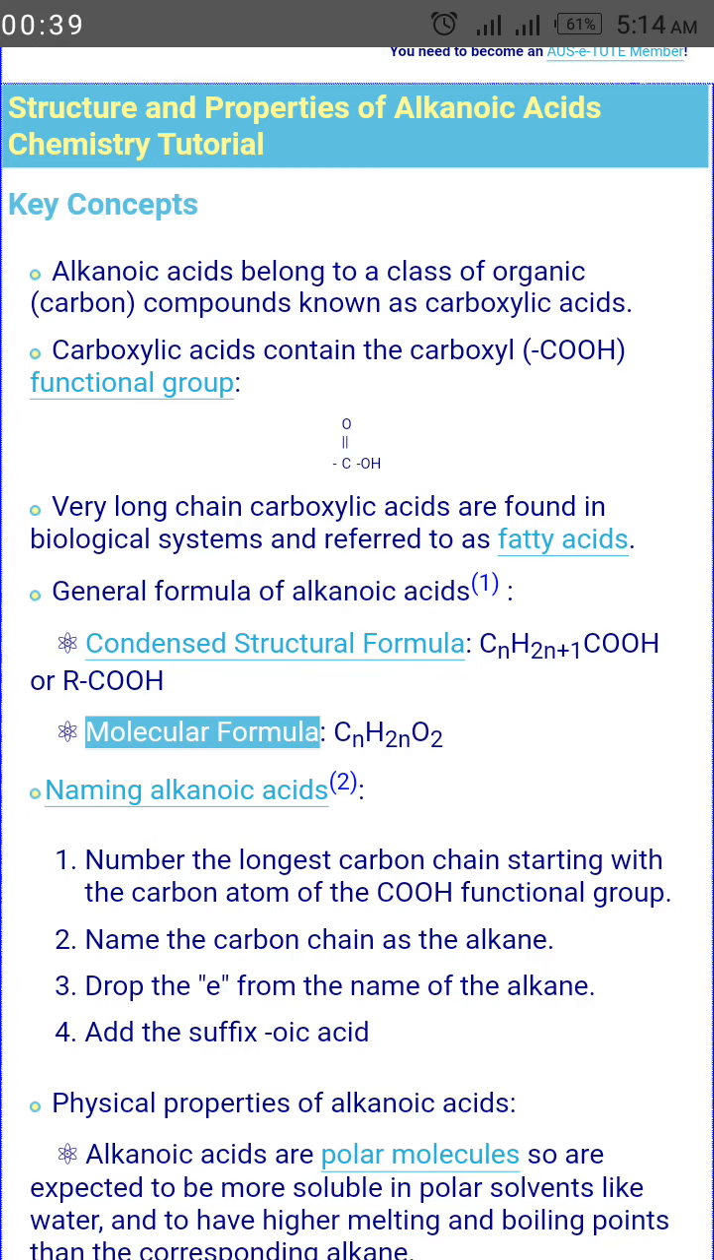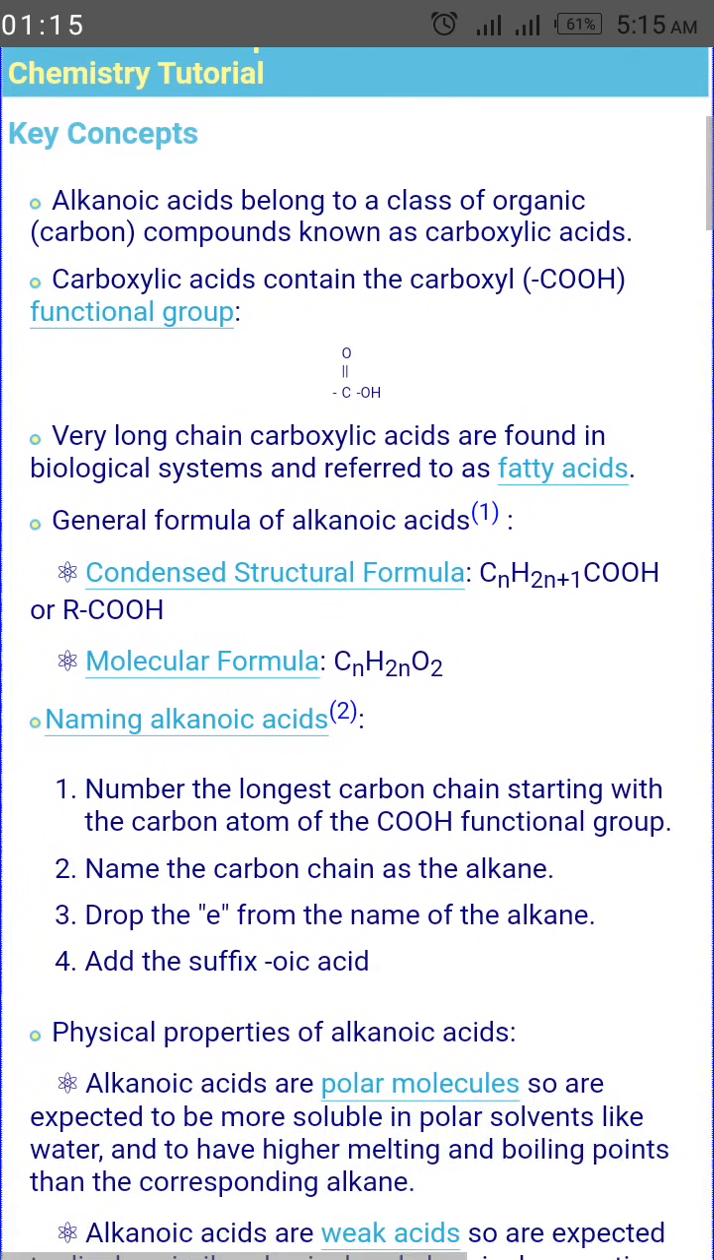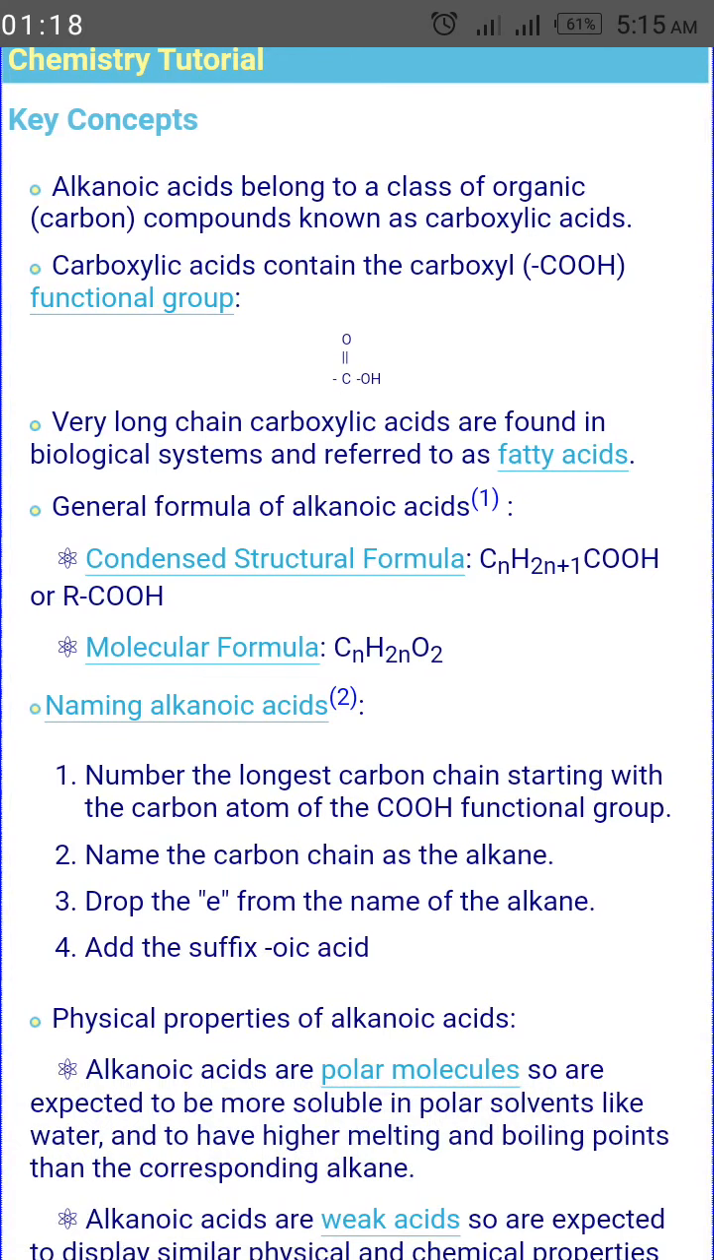Like OH is the functional group of alkanols, alkanoic acids have COOH as their functional group. So alkanoic acids are generally organic acids. Alkanols are something like organic bases, organic alkali. For organic acids, they are called alkanoic acids, and very long chain carboxylic acids are found in biological systems and referred to as fatty acids. We'll discuss fatty acids later in another tutorial.